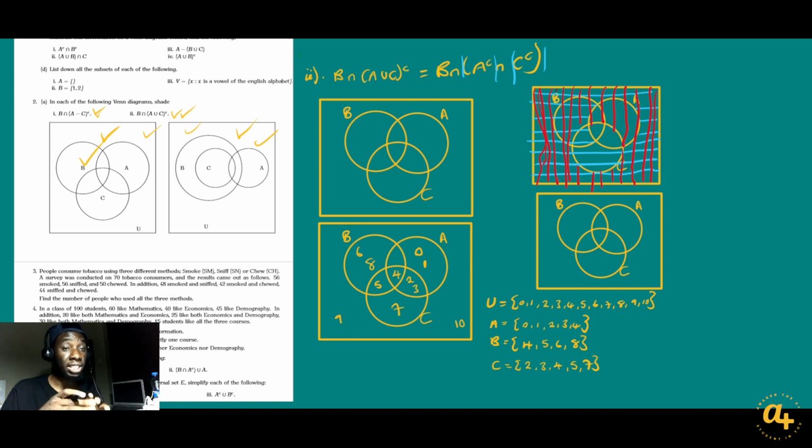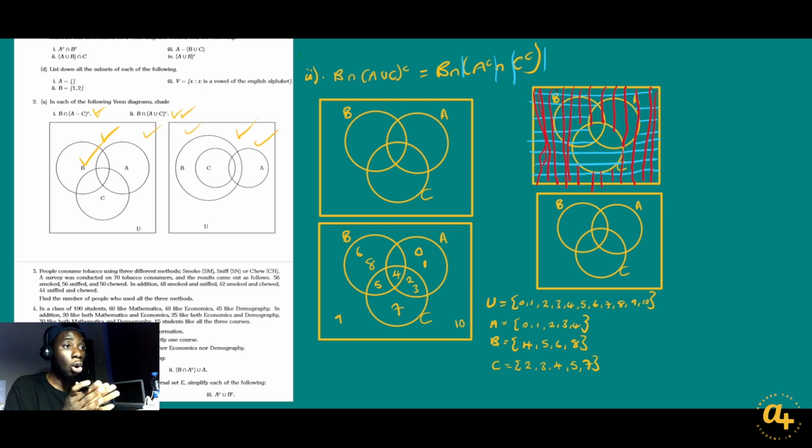So C complement, just like A complement, is everything outside the set C. So you can see that there are no red lines inside the set C. The same way there are no blue lines inside the set A to represent A complement is the same way we do not have red lines inside the set C to represent C complement. So everything outside the set C is where we have the red lines, and this represents our C complement.